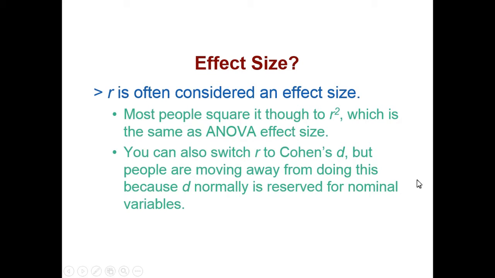What we didn't get into was effect sizes and confidence intervals. So R is an effect size. We kind of talked about that. The rules are 0.1, 0.3, and 0.5. A lot of people will just square it so that they get the same thing as the last chapter we did, ANOVA. You can also convert R to Cohen's D, but people are moving away from that because we're trying to match the effect size to the design type.